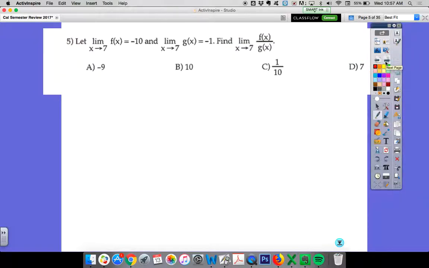All right, this one, same thing. You just want to take them and plug them in. So the limit of f of x was negative 10. Limit of g of x is negative 1. So that's going to be 10. Okay.